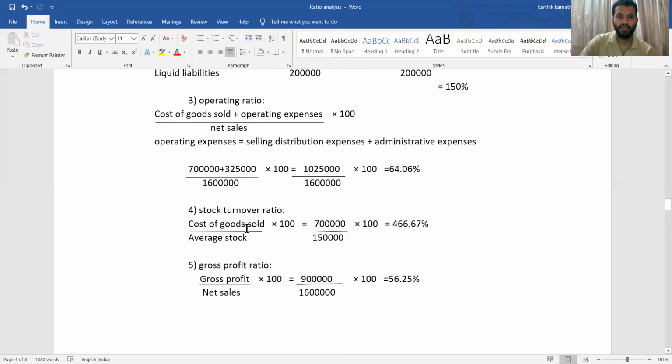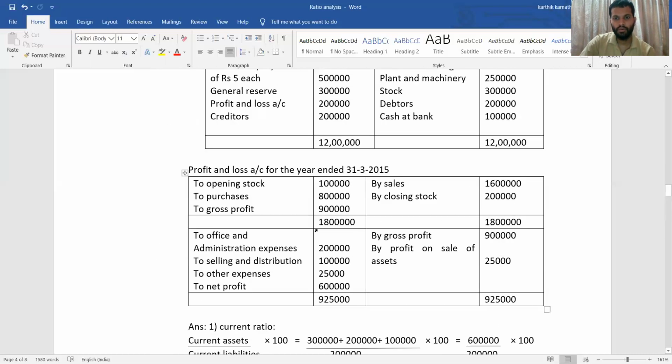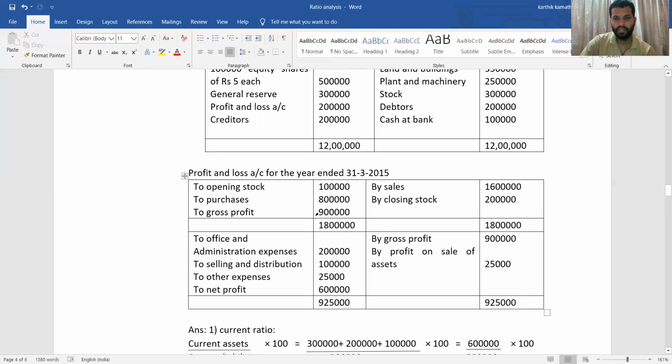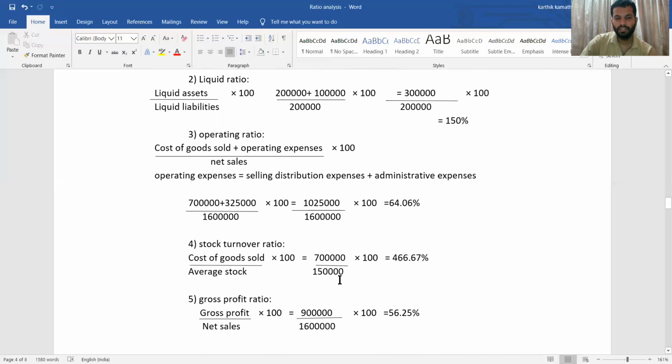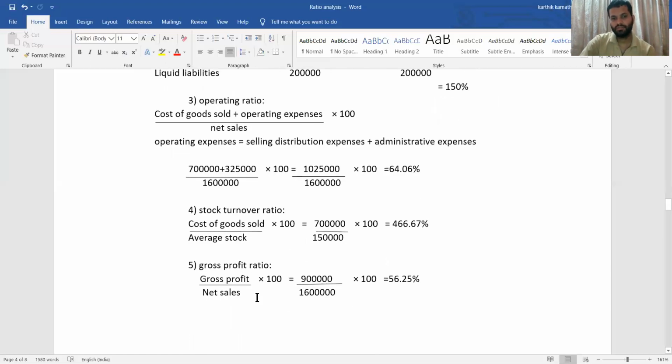Cost of goods sold we have calculated in the previous formula itself, that is sales minus gross profit, 16 minus 9, you will get 7 lakh. Then average stock, how to calculate average stock? Opening stock plus closing stock divided by 2. Here opening stock is 1 lakh, closing stock is 2 lakh. 1 lakh plus 2 lakh divided by 2, you will get 1 lakh 50,000. So 7 lakh divided by 1 lakh 50,000 into 100, you will get 466.67%.